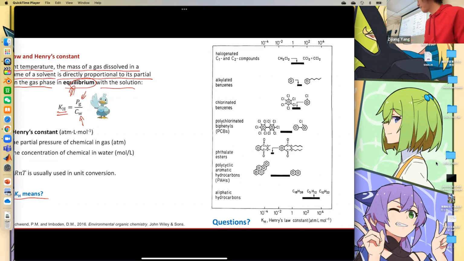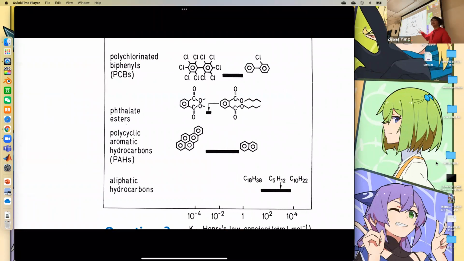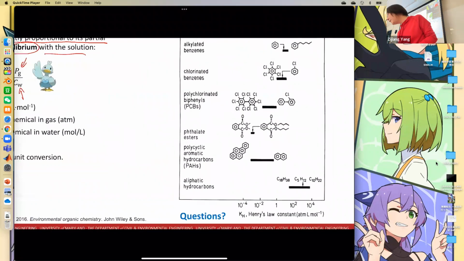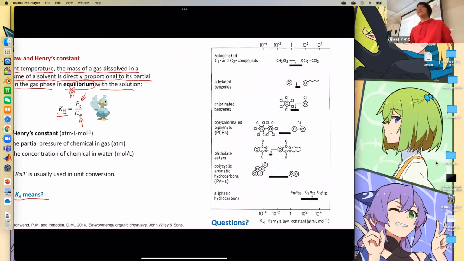Maybe smaller compounds have higher KH values. Like this one, right? But we still have some like this. We can say C5 is in the middle, and we have different ones on the sides. So we can see that the KH values are a little bit different from the others, because for this one and for this one, the smaller molecules are in the middle, but the larger molecules are on the two sides.